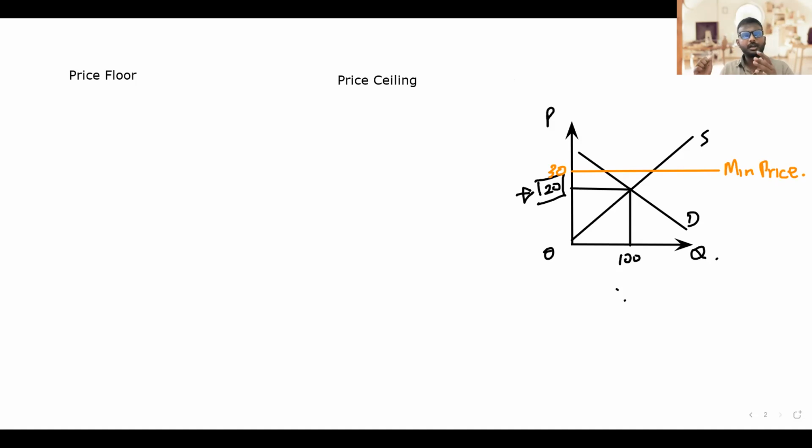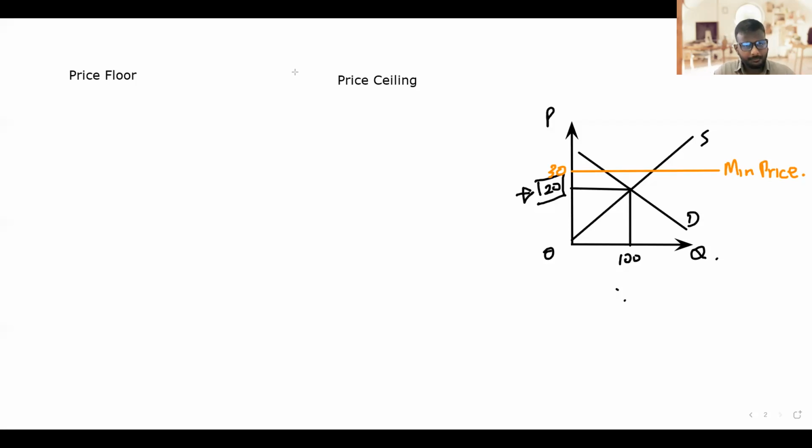If the producers want, they can sell at 35, 40, 50, 100, 10,000 also. The lowest they can charge for the product is 30. They can't go below that. Why? Because 20 was unfair. To protect the producer, 30 is set as the minimum price. That is what minimum price is.